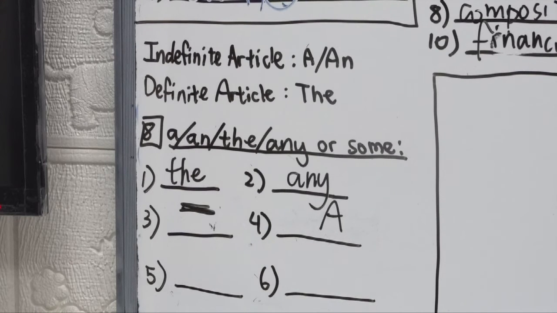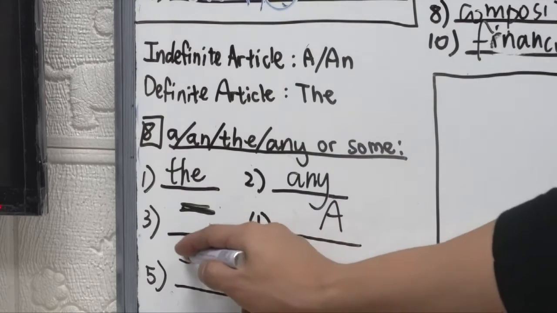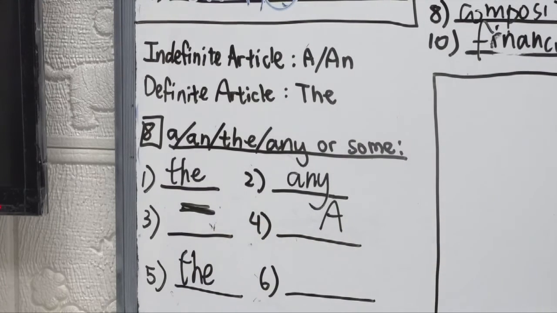Alright, number 5. How much is blank dress material in the window? We're referring to something, we're pointing to something. How much is a material? No, right? The dress material. We're referring to something, and the listener already knows what it is about.